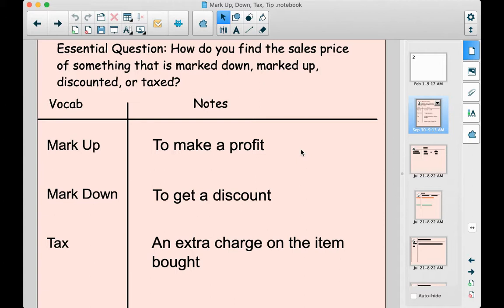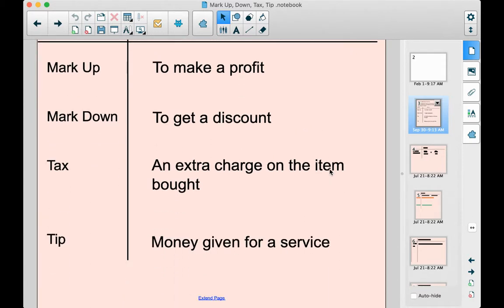Okay. A markdown is what happens when you get a discount. So sometimes things go on clearance or you have a coupon or something and they're marked down. And that's usually a percent as well. So they take a percent of the price and decrease the price by that amount. Okay, tax, I'm sure you've heard of. Tax is an extra charge on the item bought. Tax is pretty much always computed by percent. Different things have different sales tax. Okay, it's about 7% for most things.